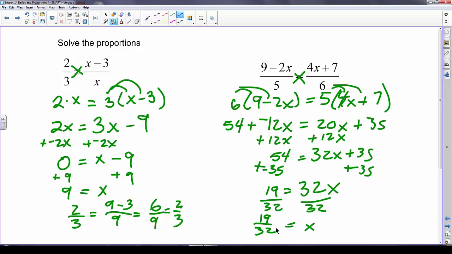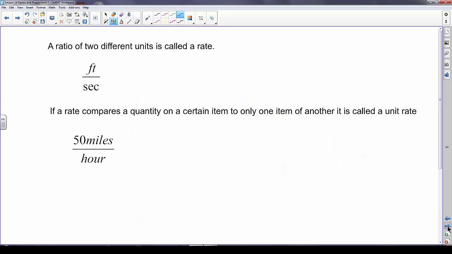19/32. All right, now a ratio where you have two different units is called a rate. So this is a rate right here, feet per second. You've heard meters or miles per hour actually, like we have over here. We have dollars per pound. We've seen things like that.